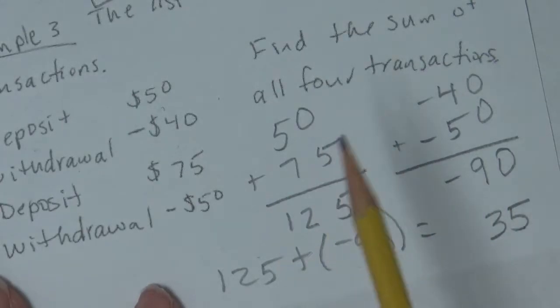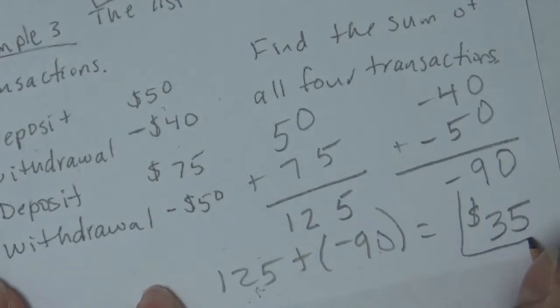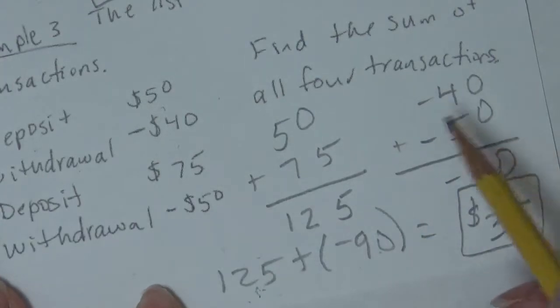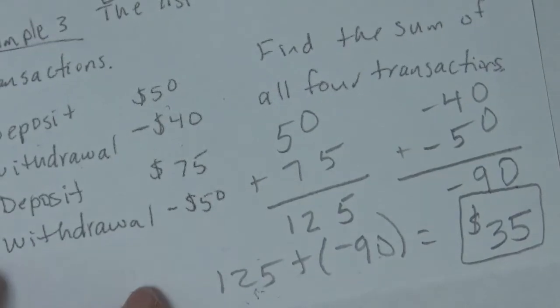Well, because your bigger number over here was a positive number, 125 was bigger than 90, and 125 was positive, so your answer is positive. So you have $35. So that's the work that you would want to show for that problem. And that completes your notes for section 1.2.